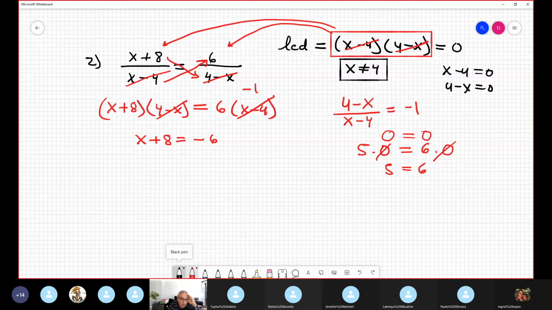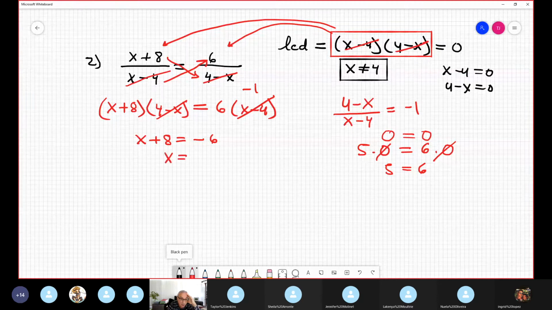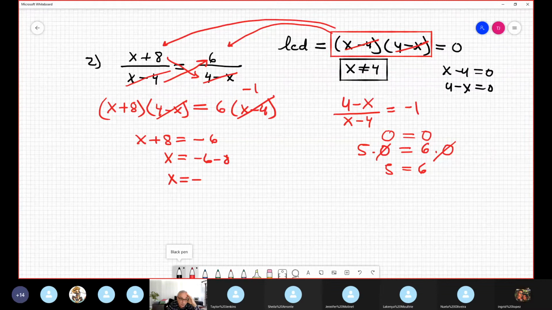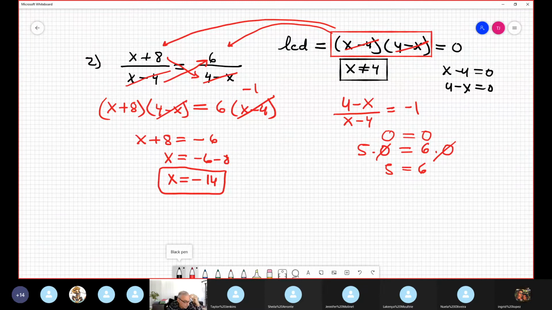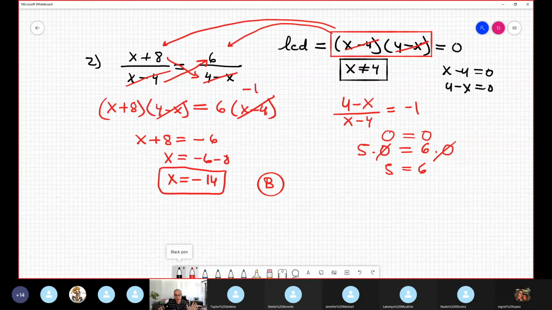Now, finally, x is equal to minus 6 minus 8, which is -14. Final answer: -14. No coincidence with the bad guy, which is 8. Therefore, -14 is the good answer, so we get option B. Super. We applied everything you know so far: the algebra, simplification, factorization, and so on.